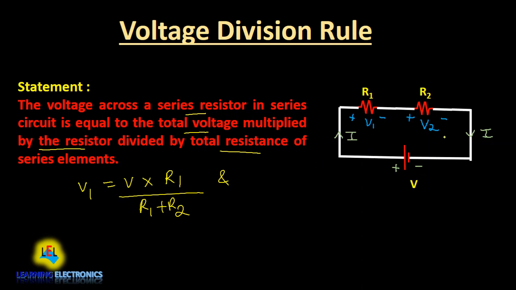So let us find out V2 here by the voltage division rule. V2 will be equal to the total voltage. Here also the total voltage will be V multiplied by the resistor, that is R2, divided by the total resistance of the series elements, that is R1 plus R2. So in this way we can apply the voltage division rule to the series circuit. Here you can see that the denominator of both V1 and V2 is the same, that is R1 plus R2.